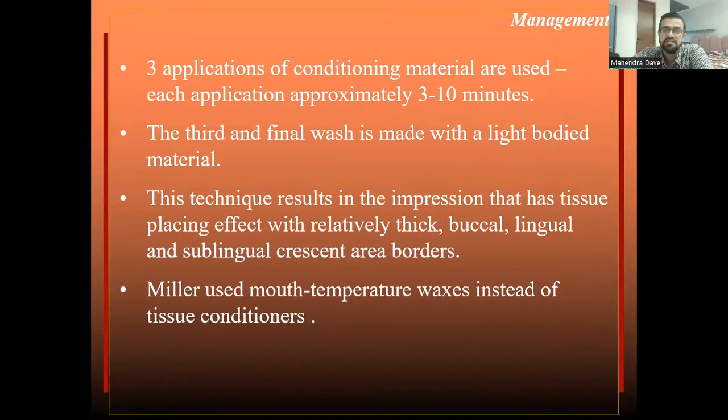This technique results in an impression that has a tissue placing effect with relatively thick buccal, lingual, and sublingual crest area borders. Miller used mouth temperature waxes instead of tissue conditioner.